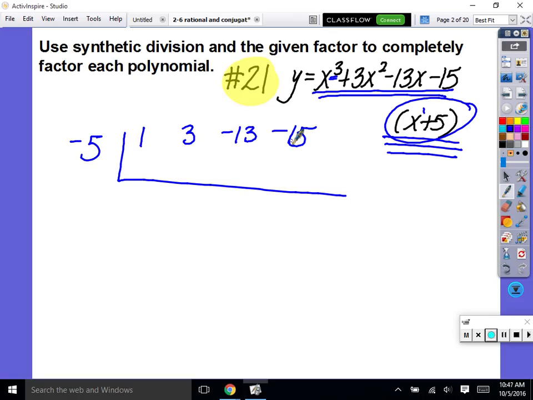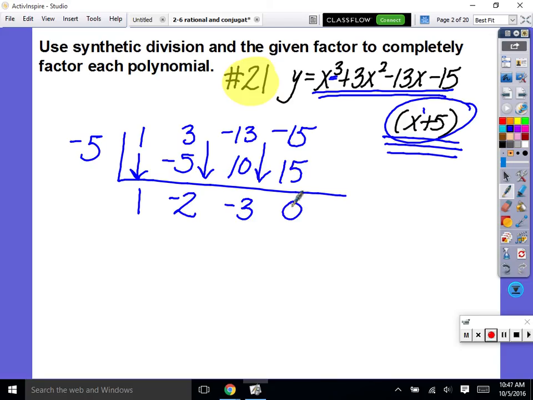Then remember, this is the hardest part for a lot of people. You literally just drop whatever that is straight down. That's going to be your first answer. So 1, now we'll multiply up. 1 times -5 is -5. We add straight down. We get -2, correct? -2 times -5 is +10. We add straight down and get -3. Is everybody good? -3 times -5 is +15. We add straight down and get 0. We better get 0. We were told this was a factor, so our remainder is 0.